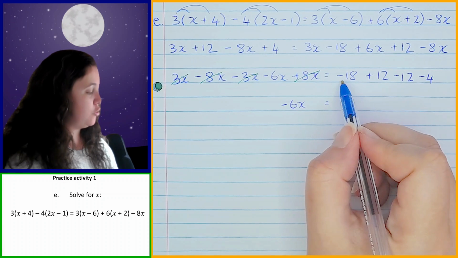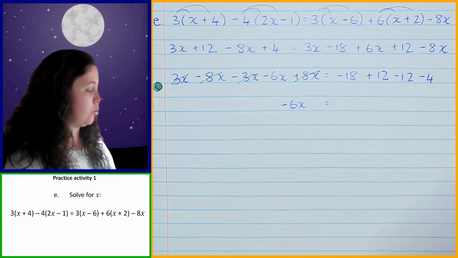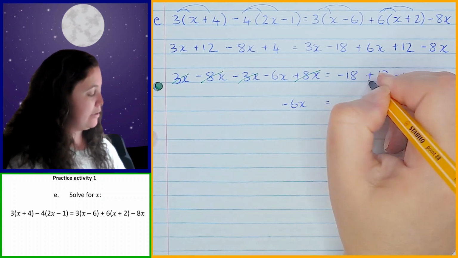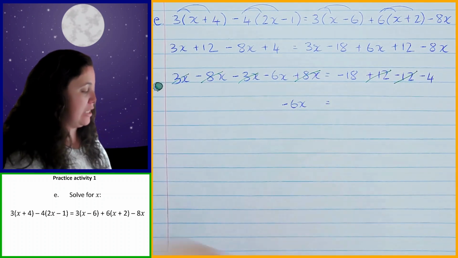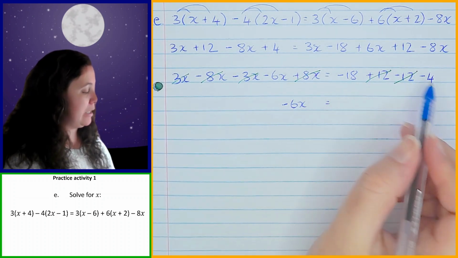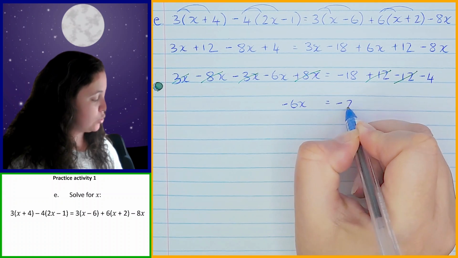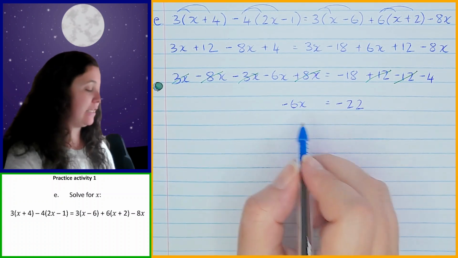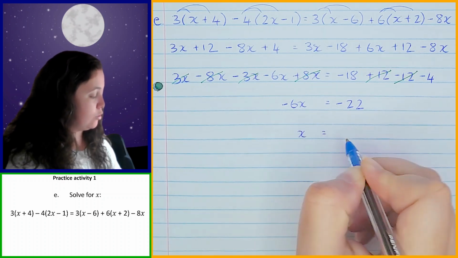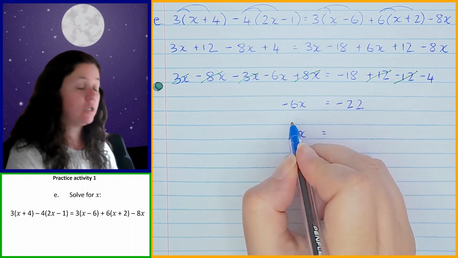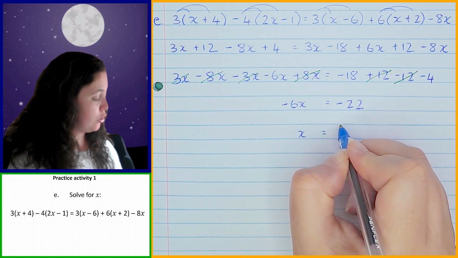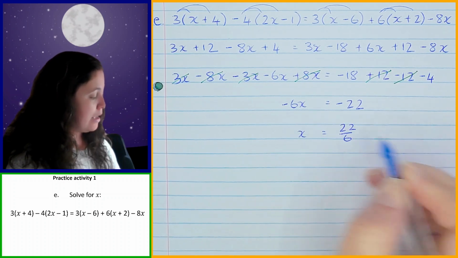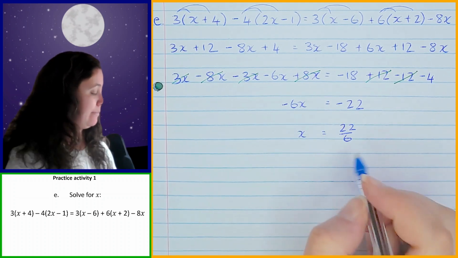That is equal to negative 18 plus 12 minus 4. The positive and negative 12s are going to cancel each other out, leaving me with negative 18 minus 4, which gives me negative 22. Okay, so now I need to go and divide by the negative 6. So I've got x equal to a negative divided by negative is positive, and then 22 over 6. But I can't leave it like that because that can be simplified.